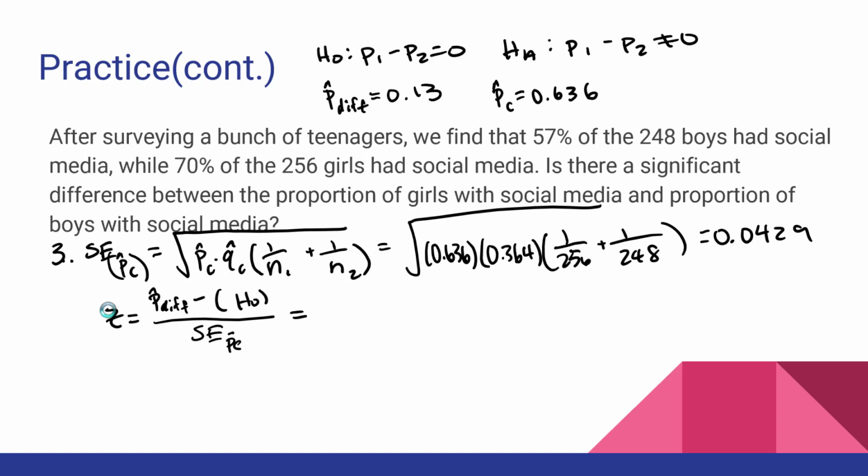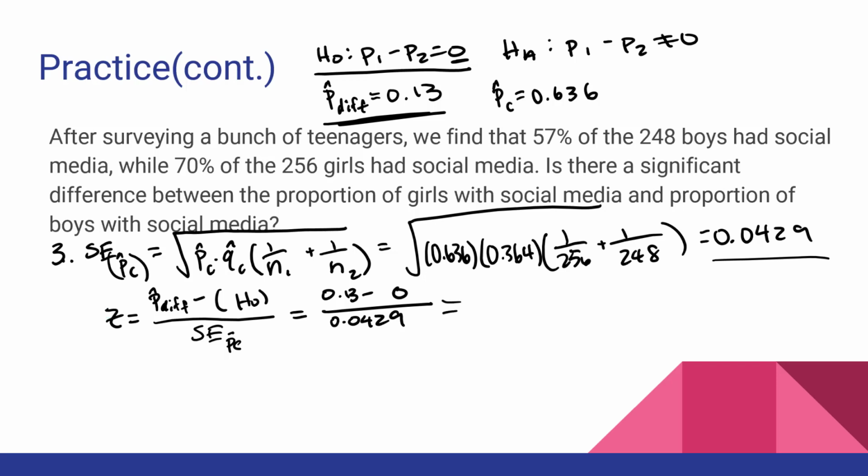Plugging everything in, our p difference is up here, 0.13, minus our assumption from our null hypothesis. So we assumed in our null hypothesis that p1 minus p2 is equal to 0. So it's 0.13 minus 0 over our standard error of 0.0429. This is all equal to 3.0325.